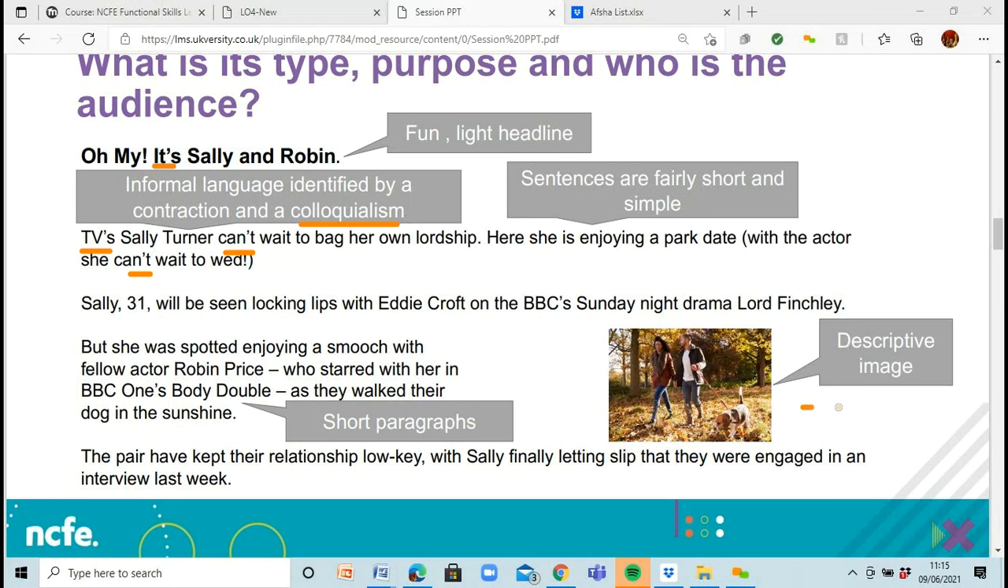And then you've got an image that they've used over here just to highlight it's them two. They talked about both of them being engaged, about to get married. They're walking their dog in the park, so you've got an image to support that. And then you've got short paragraphs, so it's nice and simple. And then it's all nice, simple, very easy, informal language. You've also got information that you don't really need. This could have finished at here she is enjoying a park date, and it could have stopped there. But in the brackets, it's giving you extra information just to pinpoint what they're talking about.